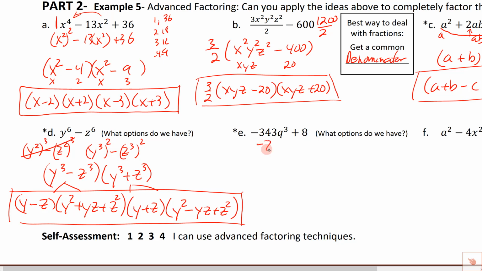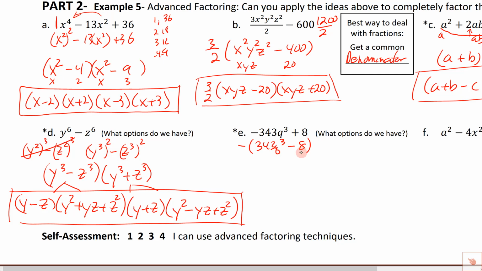I could think of this as negative 7q, and this is a perfect cube of 2, and I could do it that way. I could also factor out a negative if I like that better, and we typically don't like the leading coefficient to be negative. So again, although this would work a couple different ways, I like doing it this way. So what I'm going to do is factor out the negative, and we're going to have 343q to the third minus 8.